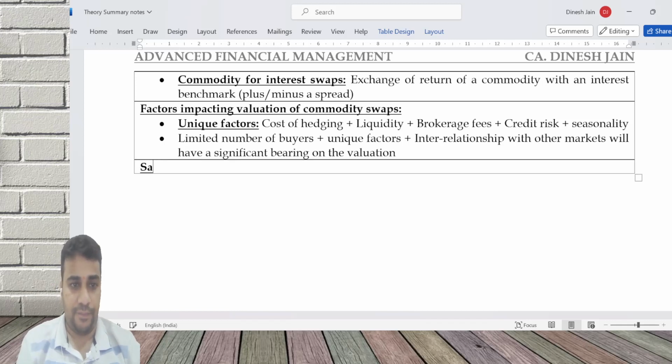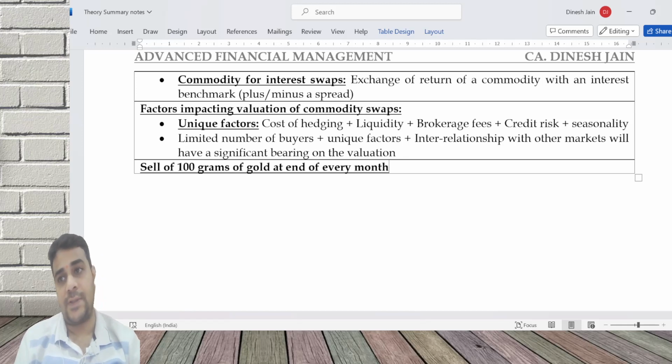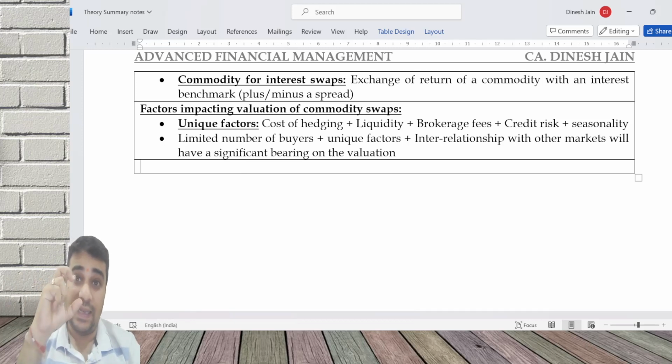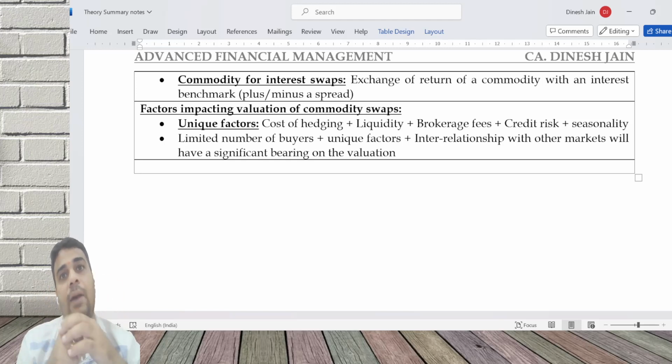Sale of 100 grams of gold at the end of every month. Now the price is not fixed, and I say the price depends on the current market price or some formula I'm adding. So if you're adding some formula for the price, that formula is a derivative contract, because in a derivative you'll have to do daily mark to market.